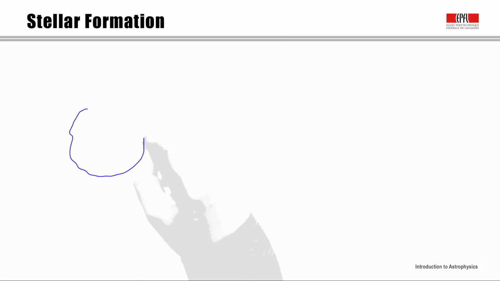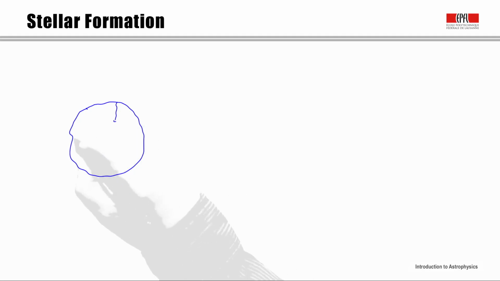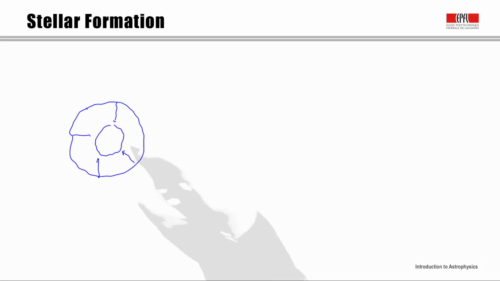We draw here a nebula fragment. This fragment, if it is over a specific mass or a specific radius, will collapse and as such become smaller and smaller and denser. We will see that it implies that the fragment will warm up.